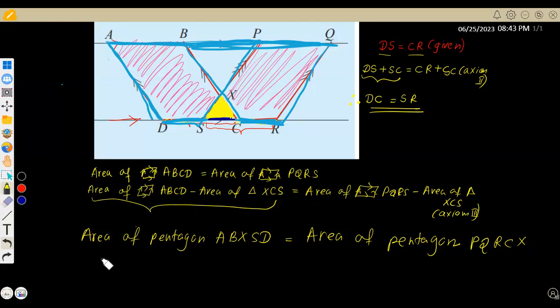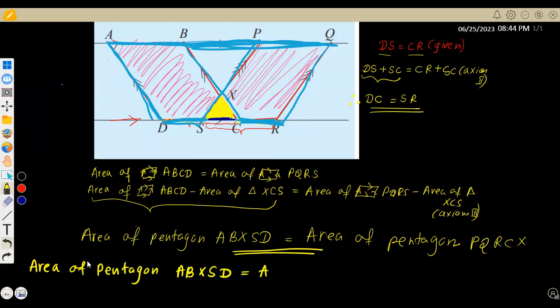Okay, now actually we have proved that the area of this part, then to this part you can add this area. In this case also you have to use the axioms. Area of pentagon ABXSD equals area of pentagon PQRCX. It is proved.